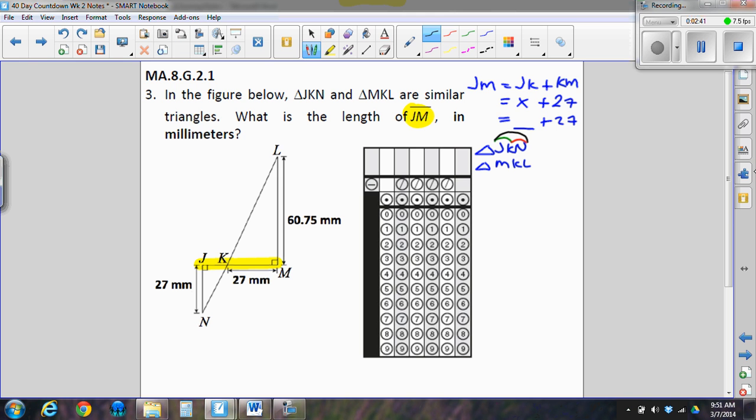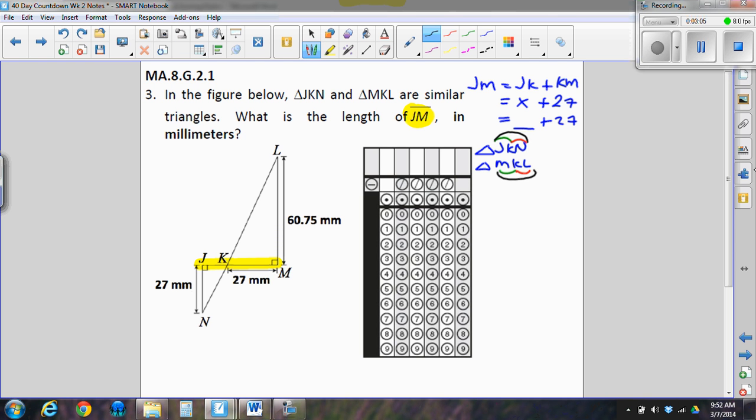So when we look right underneath that, what is underneath J and K? M and K. What's underneath K and N? K and L. And what's underneath J and N? M and L. So those are all the unique pairs.